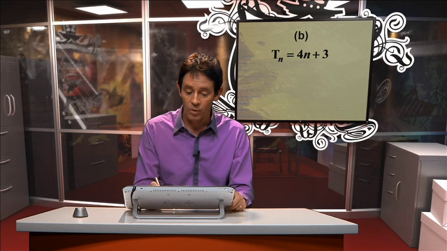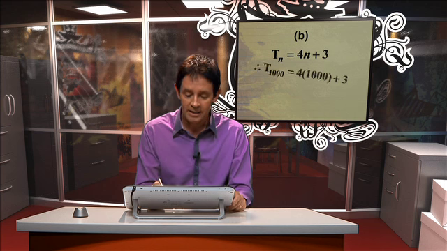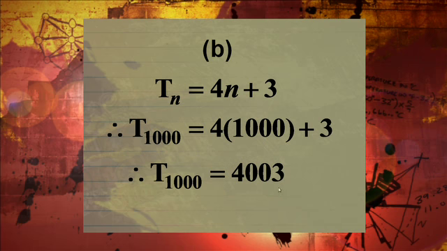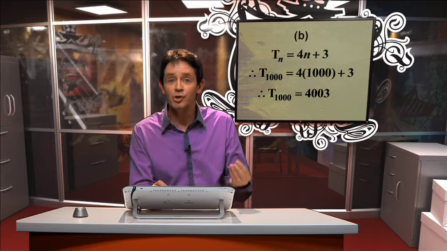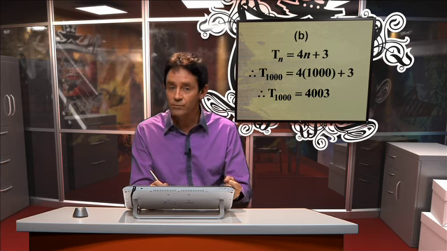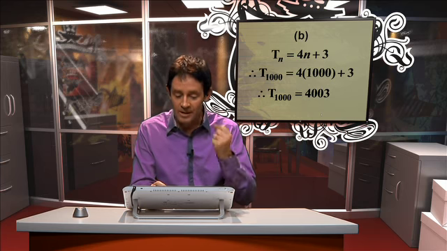Okay, let's have a look at number B. It said we want to get the 1000th term. How do we do it? Well, we've got the rule, so our n is 1000. So that equals 4 times 1000 plus 3, which is 4000 plus 3, or 4003. Isn't that amazing? It enables you to generate a whole range of terms. It's called the general term, the nth term, getting you there.